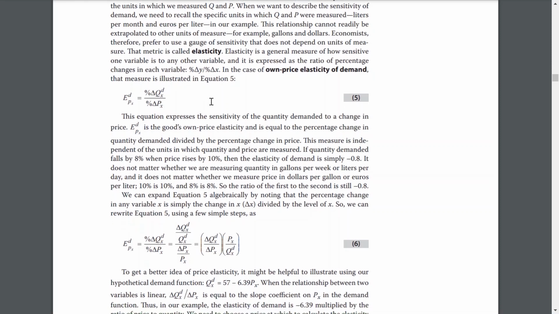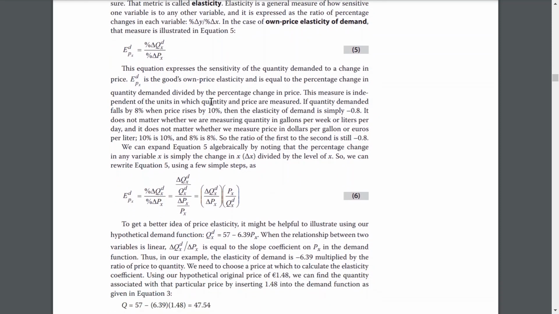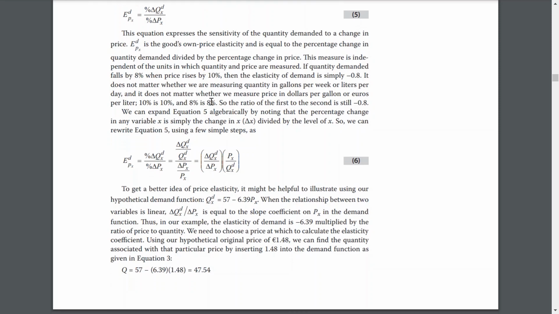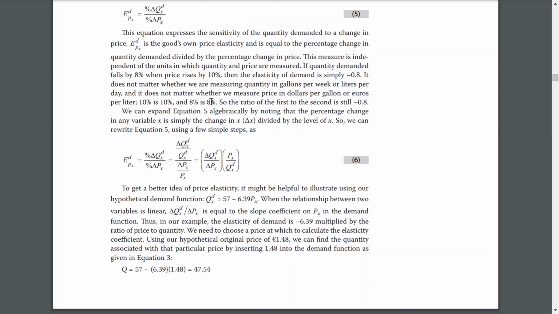This measure is independent of the units in which the quantity and prices are measured. If quantity demanded falls by 8%, not dollars, 8%, when prices rise by 10%, the elasticity of demand is simply negative 0.8. It does not matter whether we are measuring quantity in gallons per week or liters per day. And it does not matter whether we measure price in dollars per gallon or euros per liter.